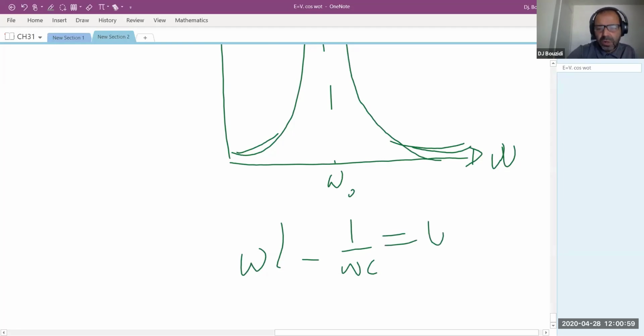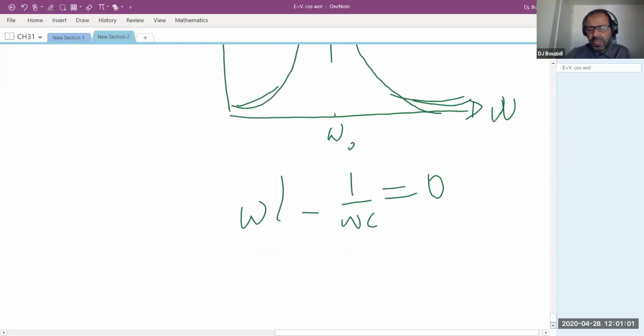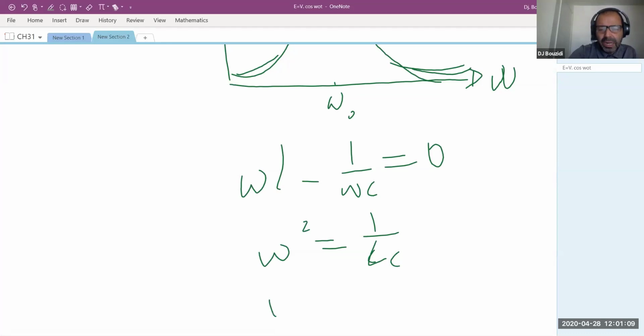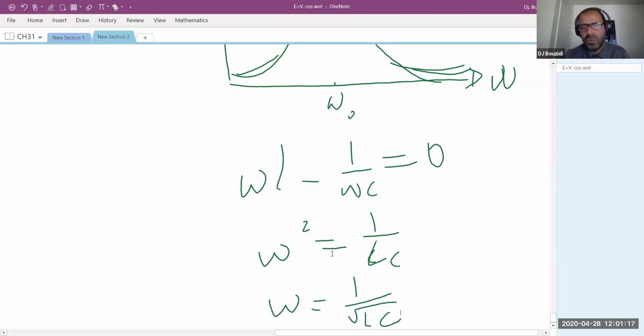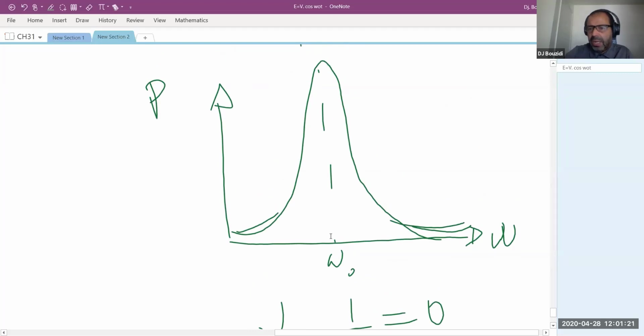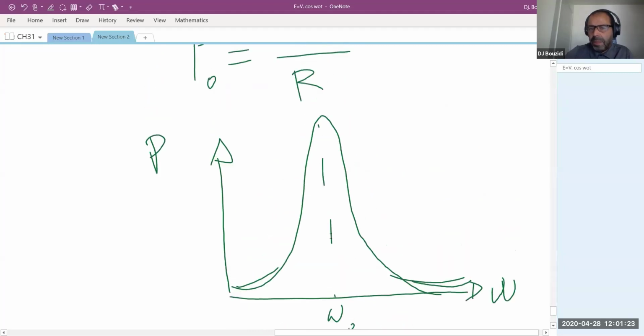This is equal to 0. That means if I solve this equation for omega, I will have omega squared is equal to 1 over LC, namely omega is equal to 1 over square root of LC. Omega is positive. Frequency is always positive, so don't be tempted to put a negative sign next to the square root. So this is the value that makes the power max.